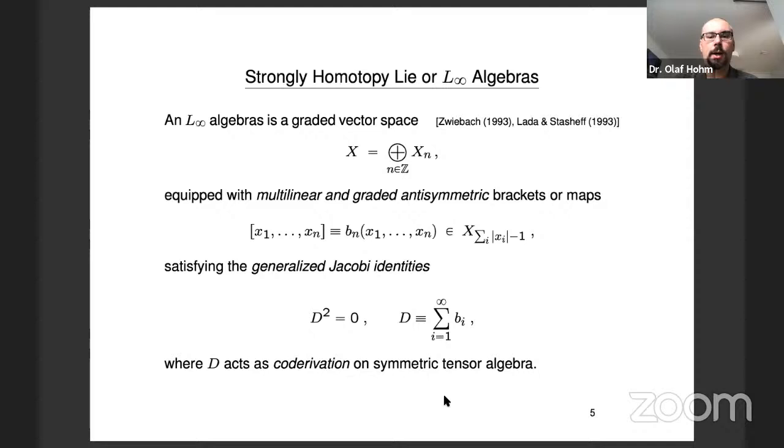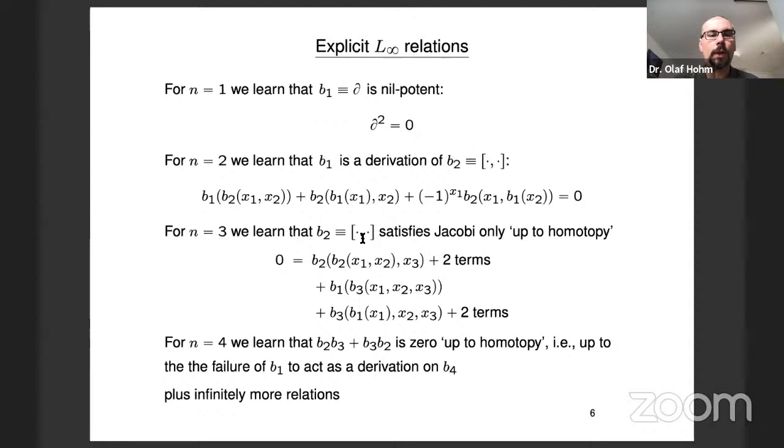Now I won't get into details of these coderivations and coalgebras, etc., but it's not so difficult. And then you can just work out how these relations look explicitly. And it's something like this. As I said, there's the one bracket, B_1, which I also denote by this partial symbol. That's just the differential, and that squares to zero. So D squared equals zero, to lowest order, just tells you that the one bracket, the differential, squares to zero. And that's of course exactly what we expected from the Lie example with the de Rham differential.